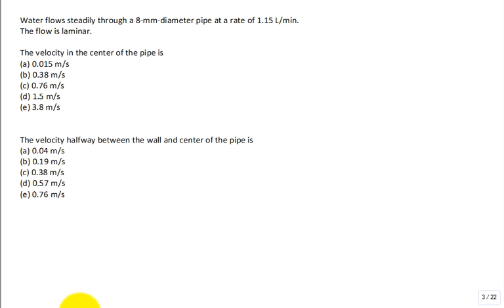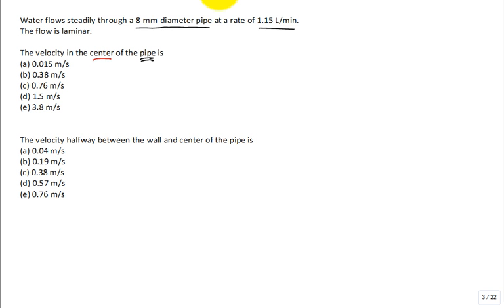A clicker question. Water flows steadily through an 8 millimeter diameter pipe at a flow rate of 1.15 liters per minute. The flow is laminar. Calculate the velocity in the center of the pipe. So we'll go ahead and give you 30 seconds to answer this. So I'll take your responses now.